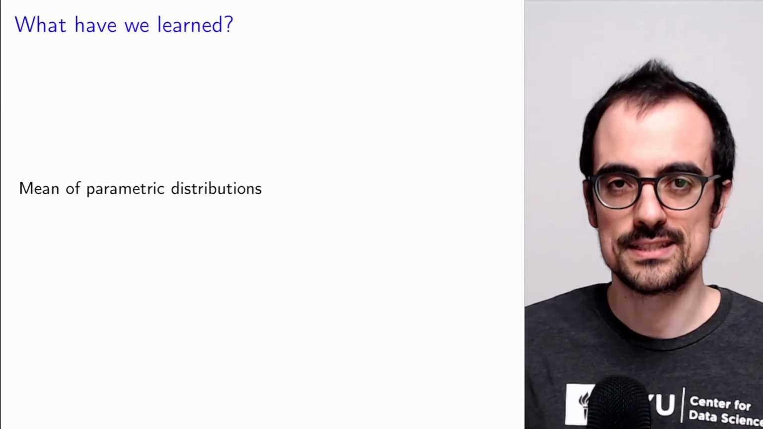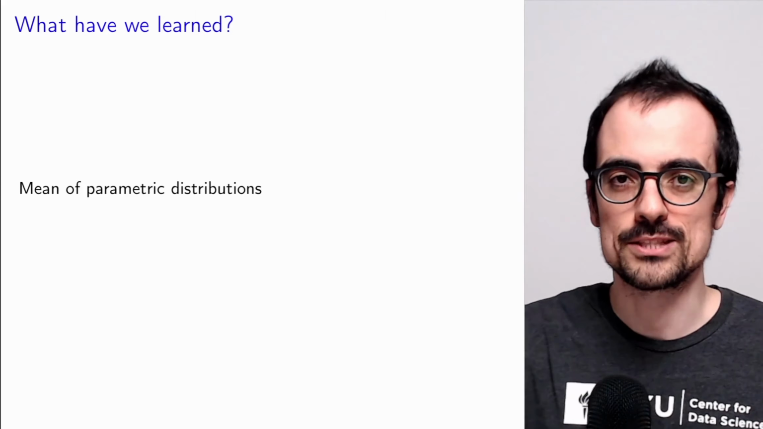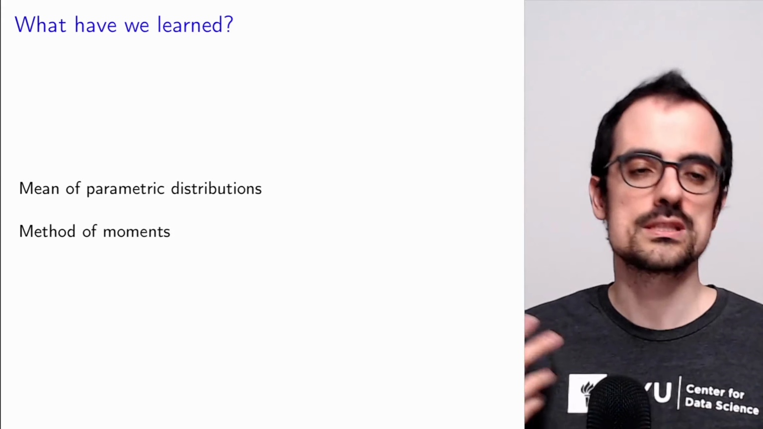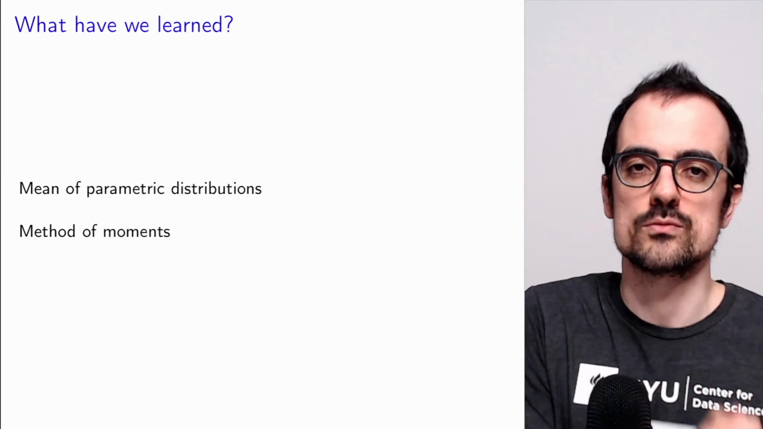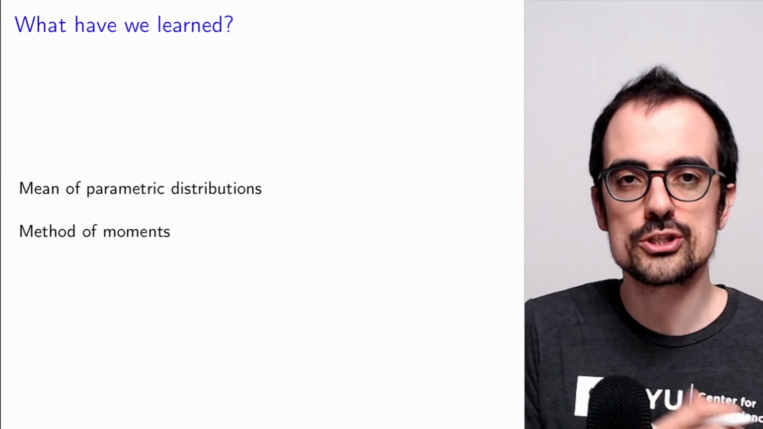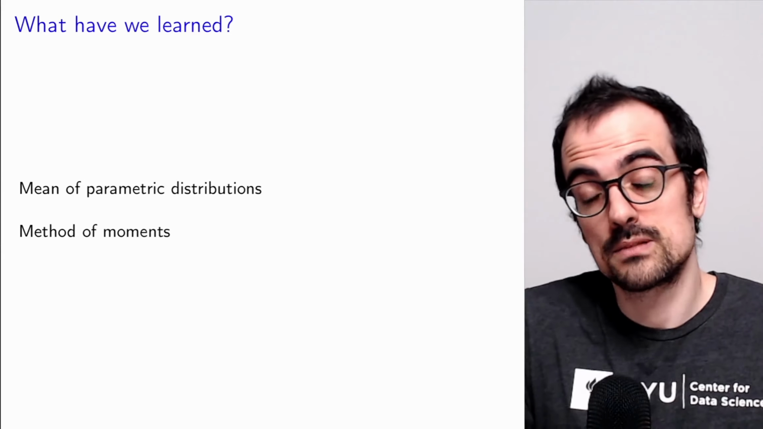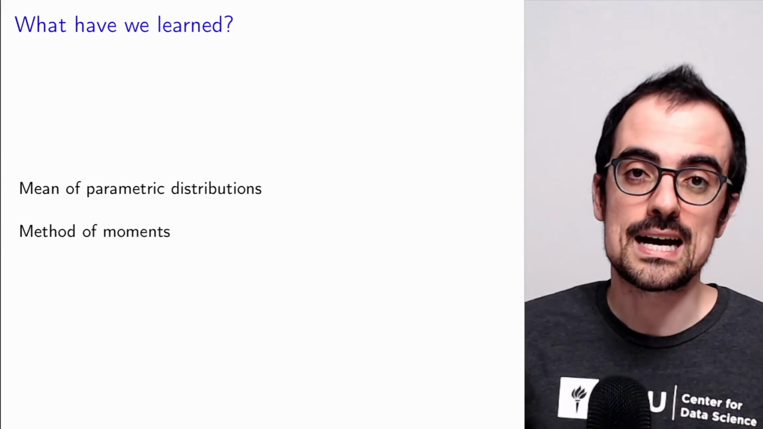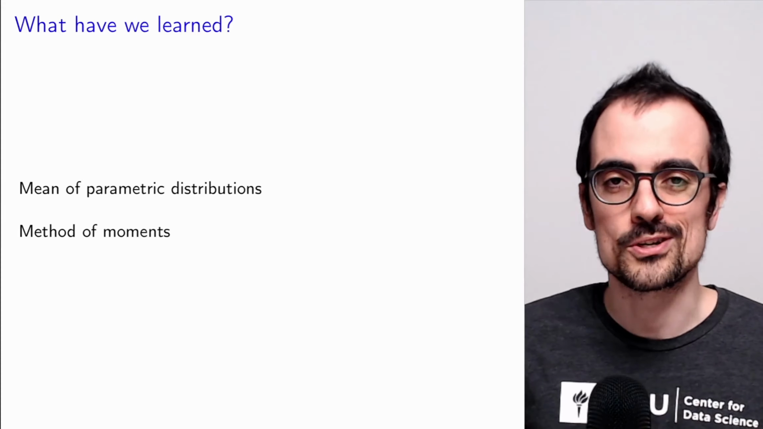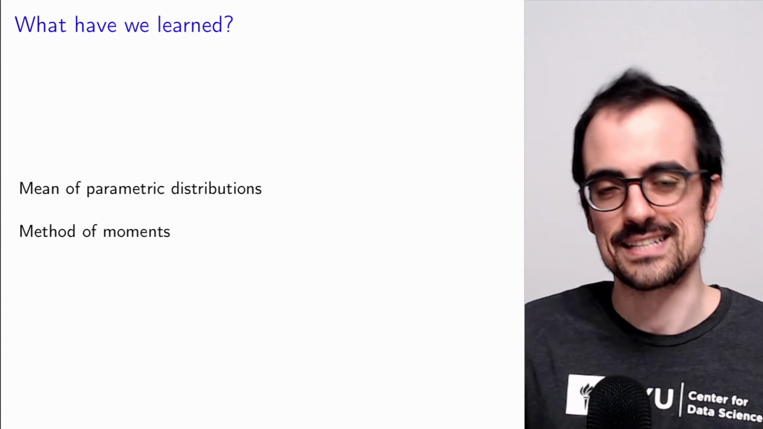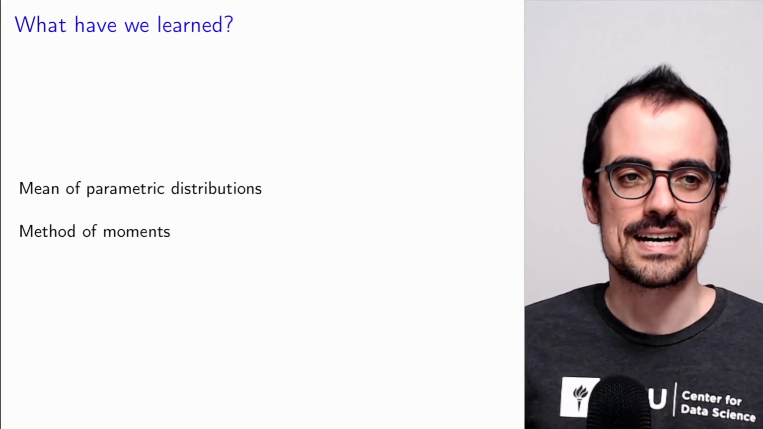We have learned the mean of different parametric distributions, and we have also learned about the method of moments, which is an alternative way to fit parametric distributions, which often gives us the same result as maximum likelihood, at least for these popular parametric distributions, but that's not necessarily the case. In other distributions, it could give you a different result.